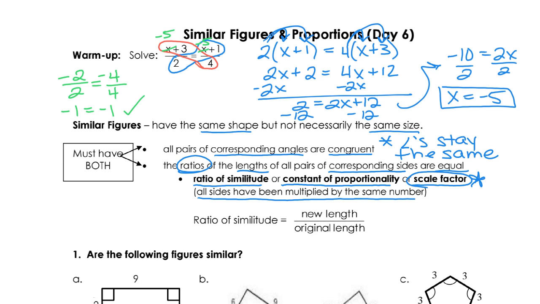Remember that if you cannot figure out the scale factor, or the ratio of similitude, it's your new length divided by your original length. Remember, scale factor is what we multiply by, and if we can't figure out what we're multiplying by, we divide. Just remember that it's the new on top divided by the old, or the original, on the bottom.